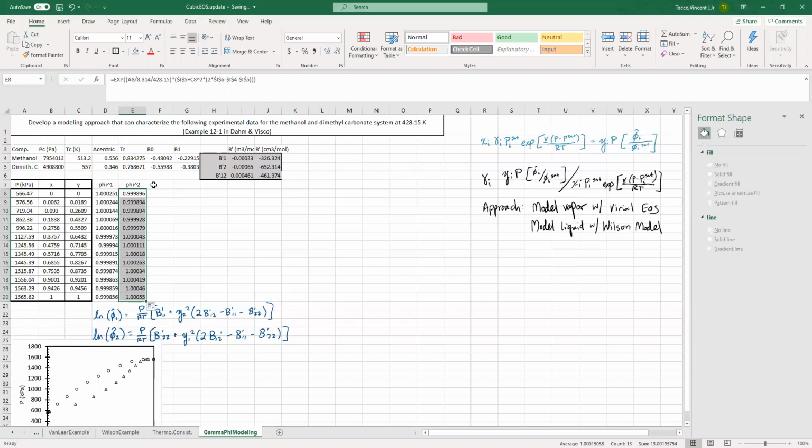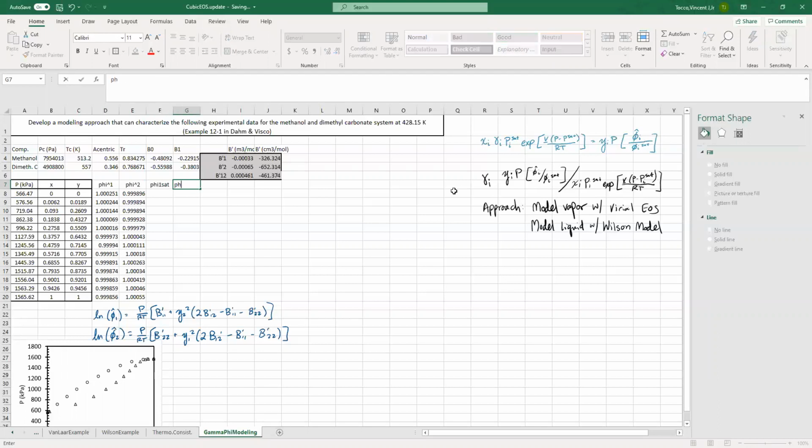Cool. Okay, now I need phi hat, or phi saturation. So phi 1 sat and phi 2 sat. As I pointed out in class, if I have a pure component, so now if I want to calculate what phi 1, not phi 1 for the mixture is, that means that y2 is going to 0, which kills this entire thing, which is just B prime.